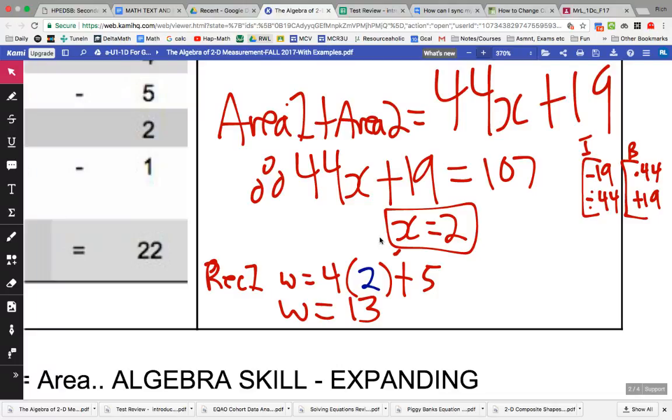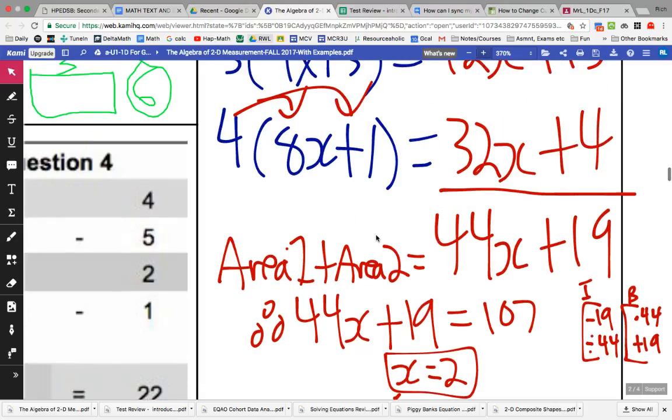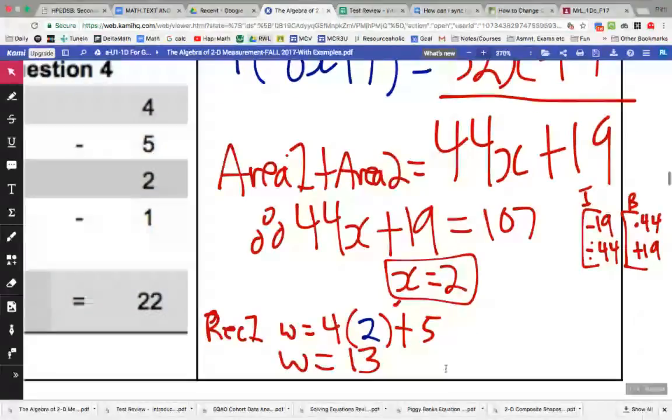Now I can actually go back and get the width of the first rectangle, which is the goal of the question. So the width of the first rectangle is supposed to be 4x plus 5, which is 4 times 2 is 8, plus 5 is 13. So again, go back, look this over, make sure you understand it. But the purpose of this is expanding through brackets.